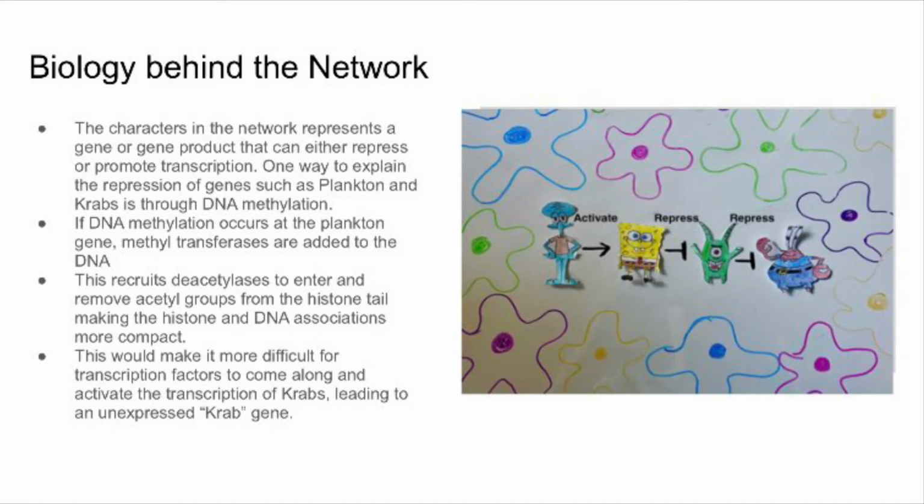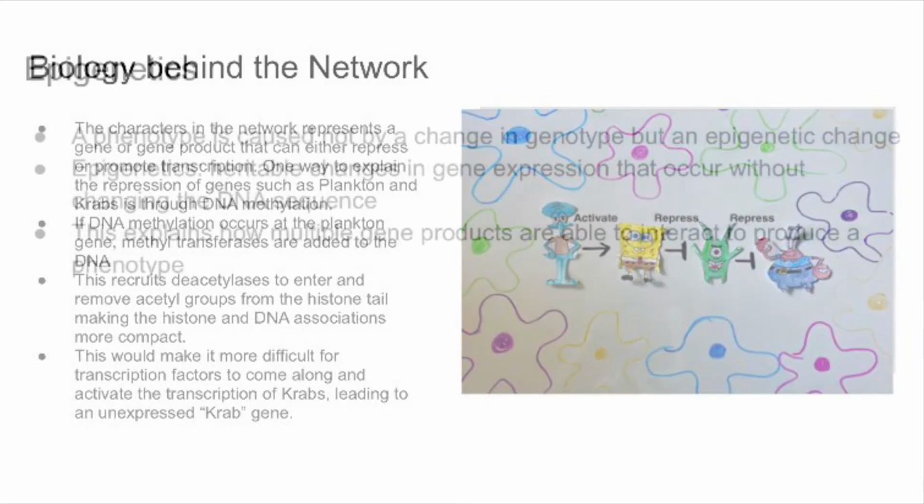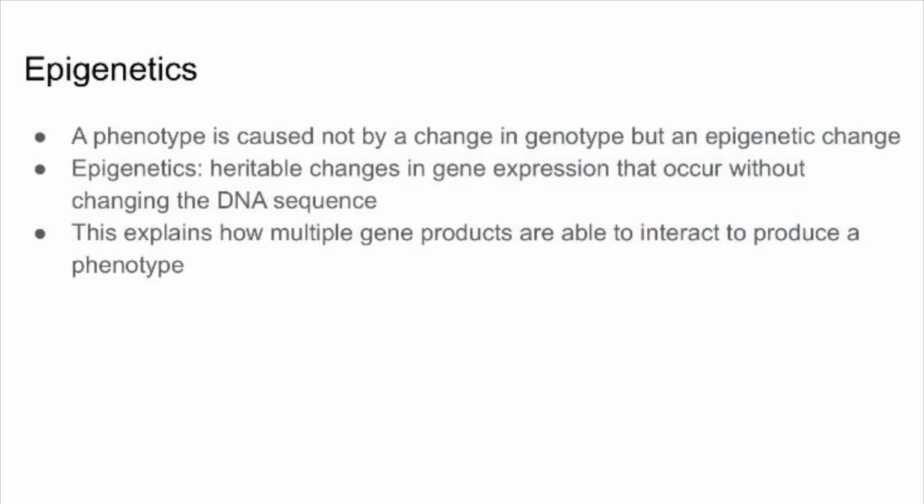This will accrue deacetylases to enter and remove acetyl groups from the histone tail, making the DNA and histone more compact. This makes it more difficult for transcription factors to come along and initiate transcription of Krabs, which is why it is repressed. It is also important to know that a phenotype is not caused by a change in genotype, but an epigenetic change. This explains why multiple gene products are able to interact to produce a phenotype.